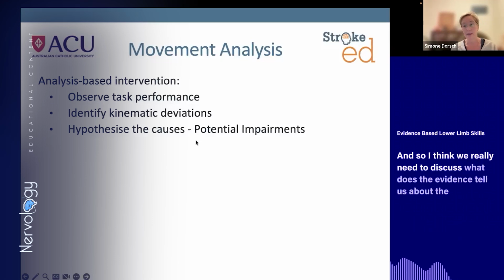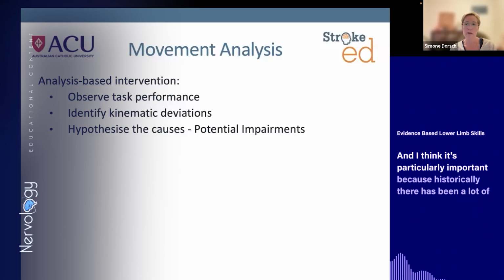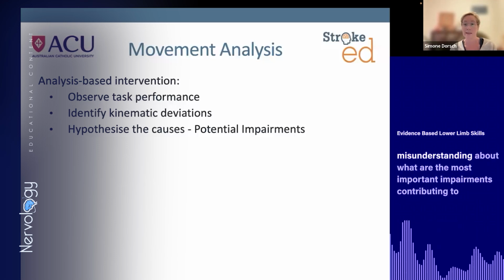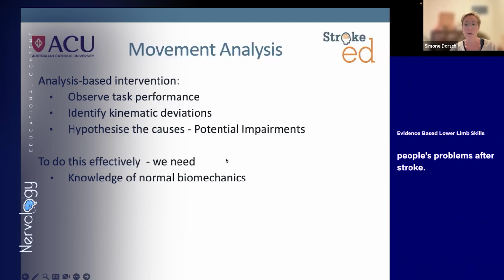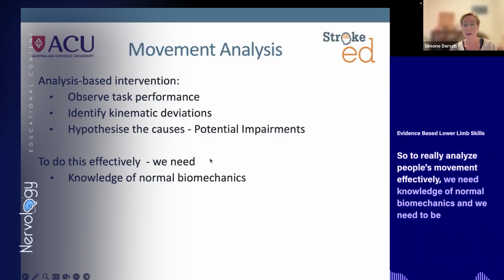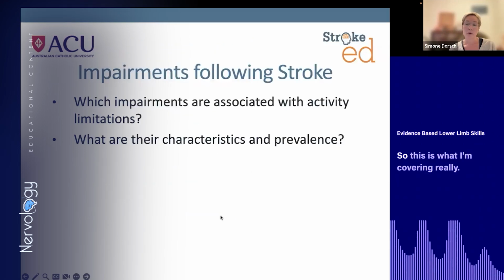And so I think we really need to discuss what the evidence tells us about the contribution of impairments to people's movement problems after stroke. I think it's particularly important because historically there has been a lot of misunderstanding about what are the most important impairments contributing to people's problems after stroke. So to really analyse people's movement effectively, we need knowledge of normal biomechanics, and we need to be very aware of the contribution of the impairments after stroke to the activity limitations that we see. So this is what I'm covering really.